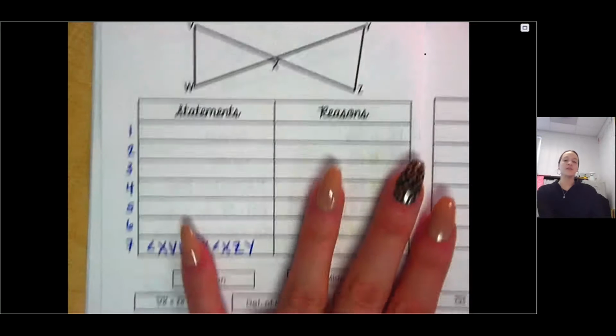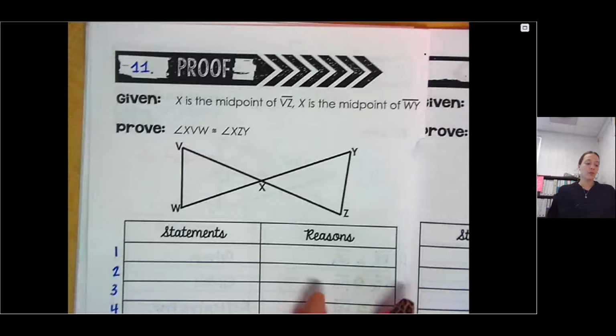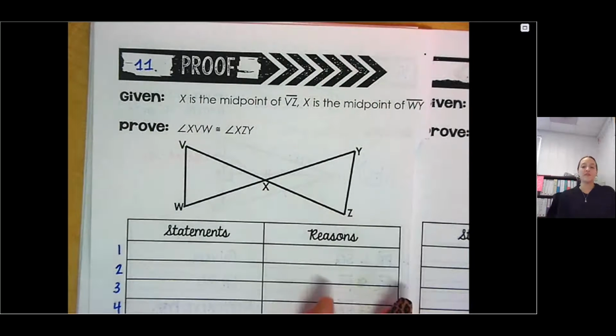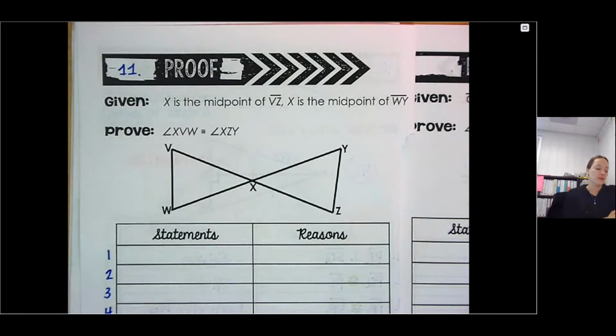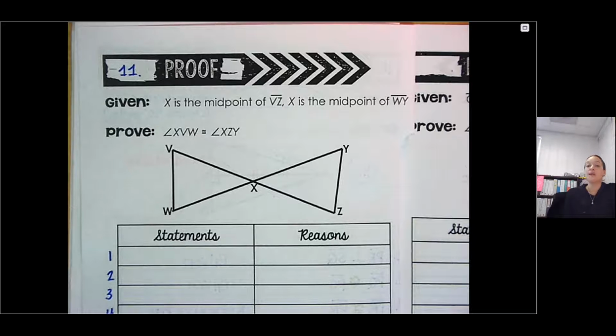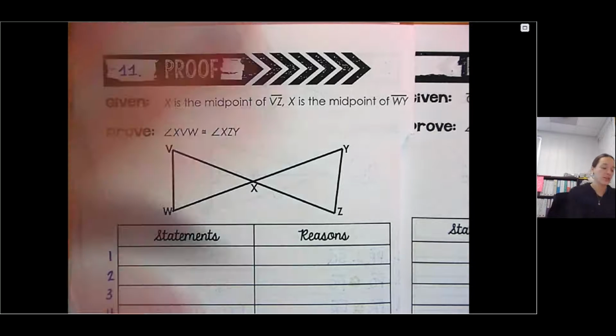So let's look at what's given to us in the information. You're given X is the midpoint of VZ and X is the midpoint of WY. Who can raise your hand and tell me something I should mark in the picture? Rashawn, go for it. At angle X. Good.